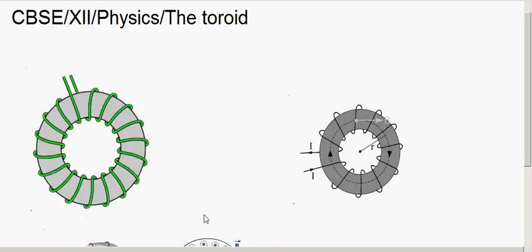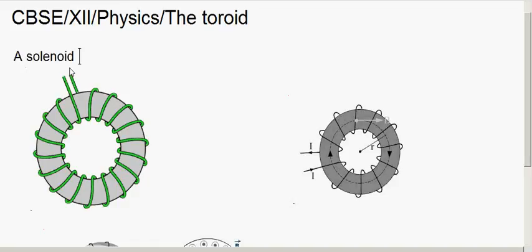Good morning. In today's session, we'll study about the toroid and how to find out the total magnetic field due to a toroid. First of all, what is a toroid? We know what a solenoid is. So if you bend a solenoid to form a closed loop, then we can call it a toroid. As shown in this figure, a solenoid bent into the form of a closed loop is called a toroid.